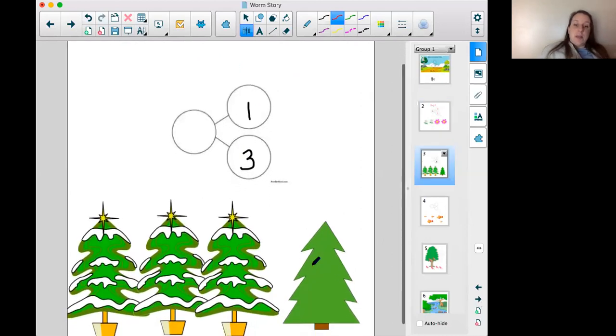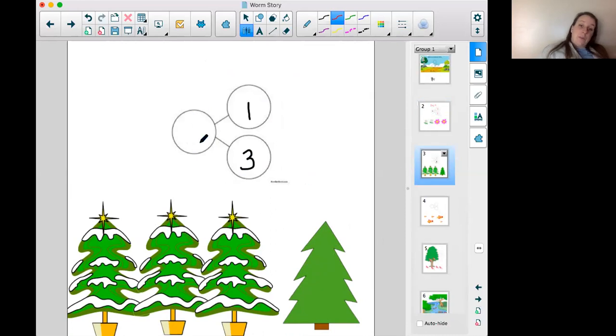Now this one I did a little different. This one I have the parts filled in, but the whole blank. Okay? So the reason why I have the parts filled in is because I sorted the trees. I said that 3 trees have snow and stars on them. So there's where I got the 3. And 1 tree just has nothing on it. So that's where I got the 1.